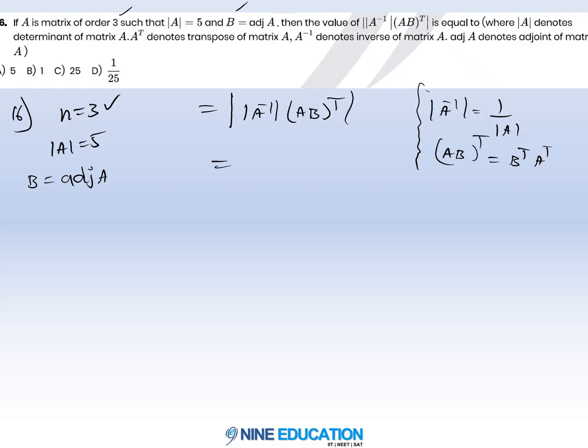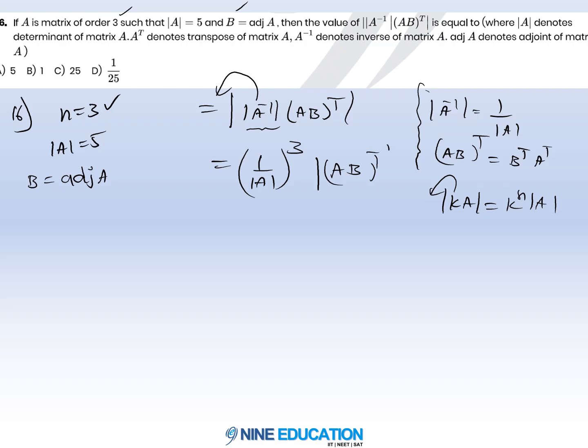Or let's do one thing. That is a scalar value inside. So to take out a scalar value from inside a determinant, we have the property det of kA will be k power n times det A. So det of A inverse is 1 by det A, so it comes out as 1 by det A whole power 3. N value is 3, right? So into det of AB whole transpose. You know that det of A transpose equals det A. So det of AB whole transpose will be equal to det of A into B. And det A value is 5.